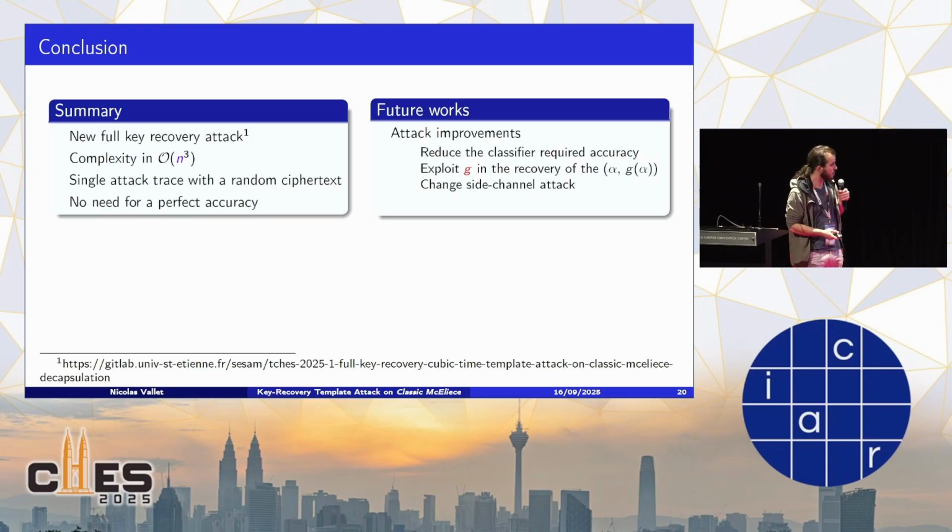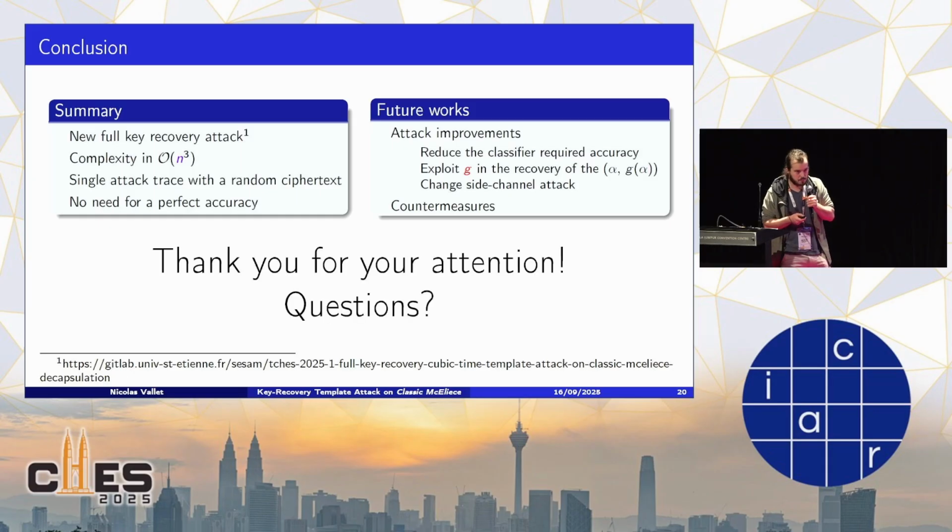And concerning the future works, first, attack improvements could be made by, for example, reducing the classifier required accuracy, or exploiting G in the recovery of alpha. Or changing the side channel attack. Another interesting aspect could be to find countermeasures to the attack. So, all right, that concludes my presentation.